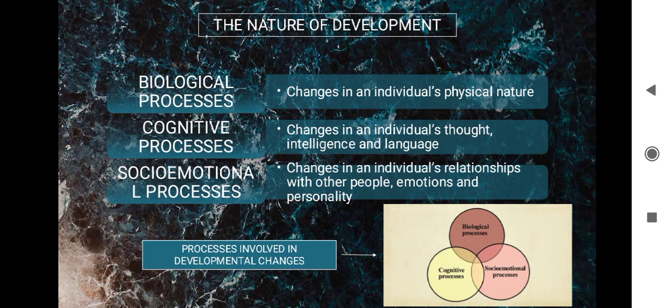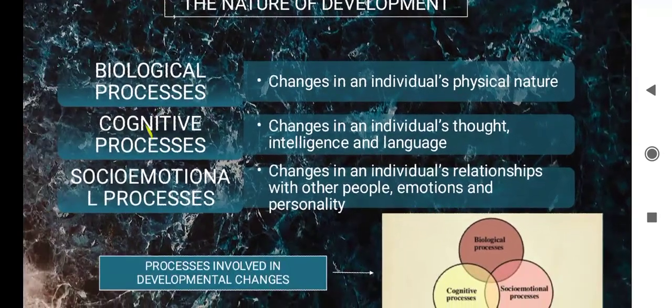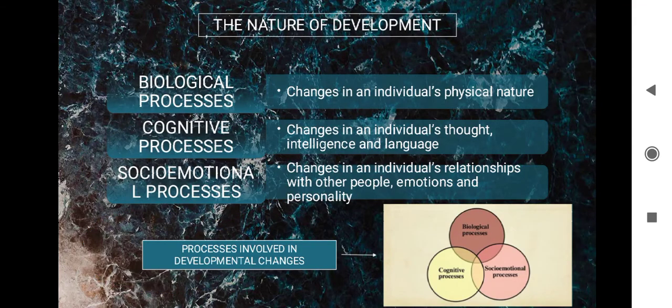So basically, when we talk about development, it is a natural process involving three different processes. First one is biological process, cognitive process, and then social emotional process. So a simple definition: biological process is changes in individual physical nature. Whereby cognitive process is changes, perubahan yang berlaku inside individual thought, intelligence and language. Whereby socio-emotional process is changes in individual relationship with others and their emotion and changes of their personality.